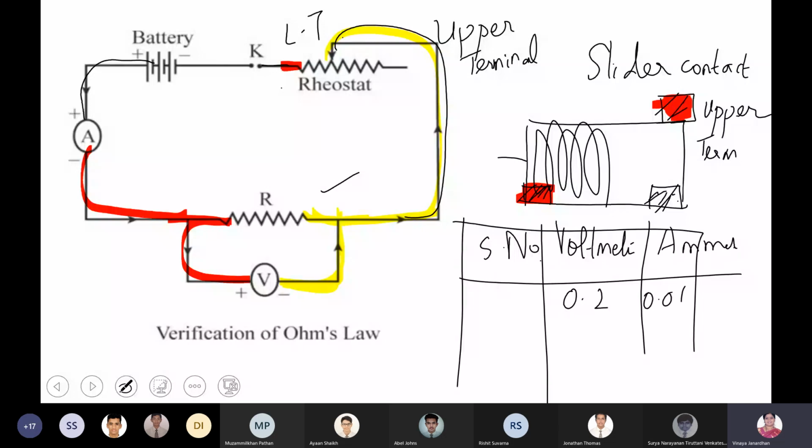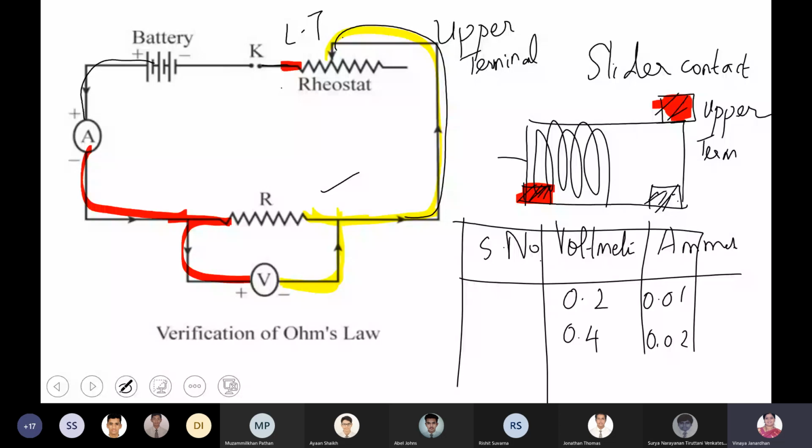Next, remove the key and wait for a few minutes, because as you continuously pass the current, the wire gets heated and Ohm's law will not be obeyed. Next, move the rheostat and change the voltmeter reading to 0.4. Now check your ammeter reading, might be 0.02. Is that clear, boys? Keep changing your voltmeter reading; accordingly your ammeter reading will also change, and you note down the values.